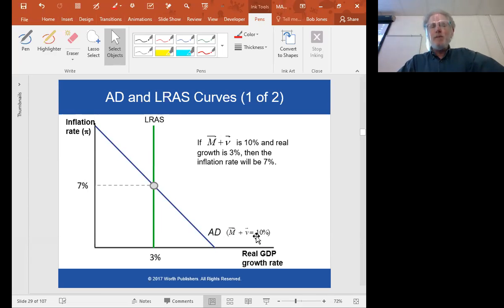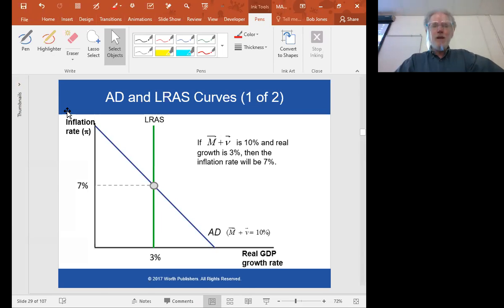That means that the inflation rate and the growth rate of real output, if you add those together, is going to be 10%. Looking just at aggregate demand, we could have 10% inflation and no growth in output. We could have 7% inflation and 3% growth. We could have 10% growth in real GDP and no inflation. The aggregate demand curve by itself doesn't tell us what either growth rate is going to be.